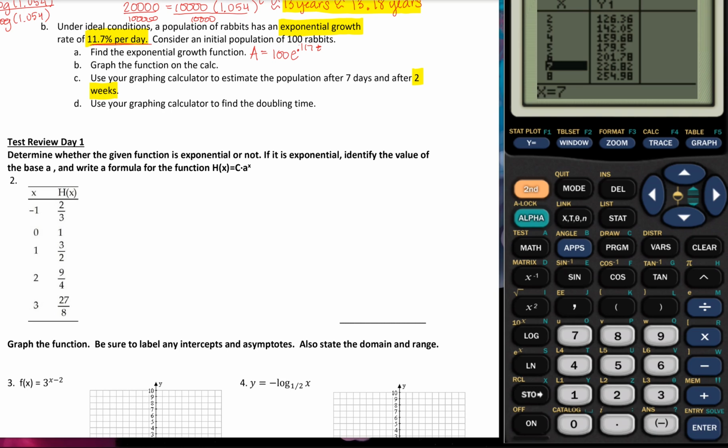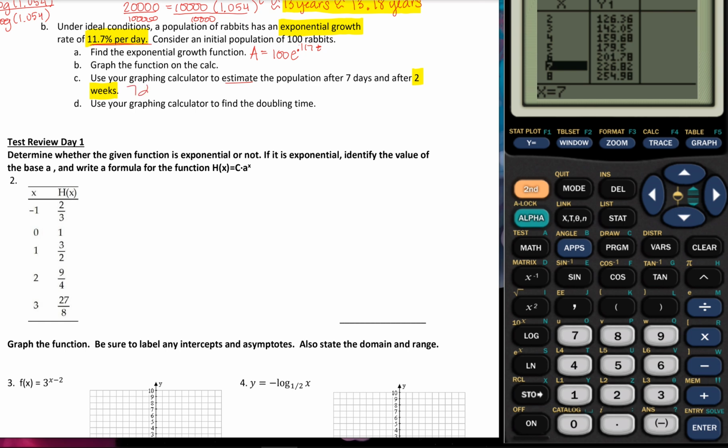All right, so we're going to pick up where we left off. We're looking at question C, and we're using our graphing calculator to estimate the population after 7 days and then after 2 weeks. But here's the thing, that 2 weeks needs to be converted to days because everything that we do is per day. So instead of 2 weeks, we're going to look for 14 days. We're going to look at 7, which we already have, and it is 226.82.